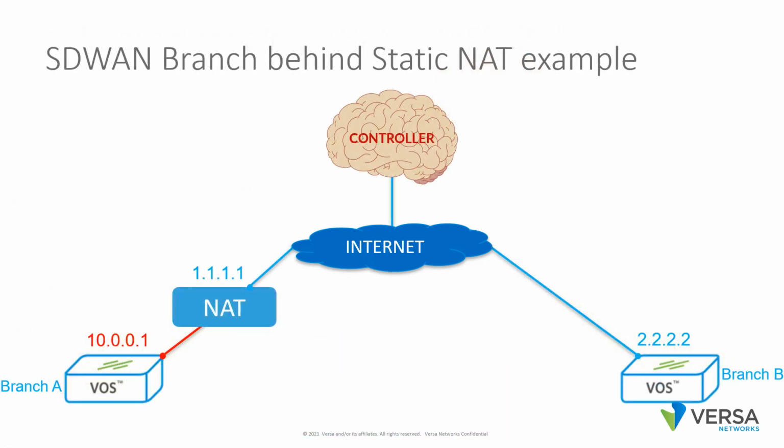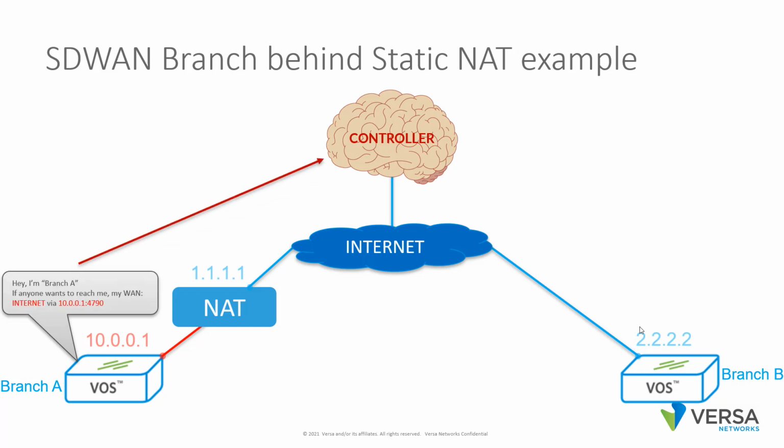Okay, now let's review a couple of use examples for the SD-WAN branches behind NAT. Let's imagine that we have a Versa OS device deployed somewhere in AWS. The internal IP address in this example is 10.0.0.1. We have some external IP address 1.1.1.1, and we have an external IP 2.2.2.2. The connection is pretty simple.